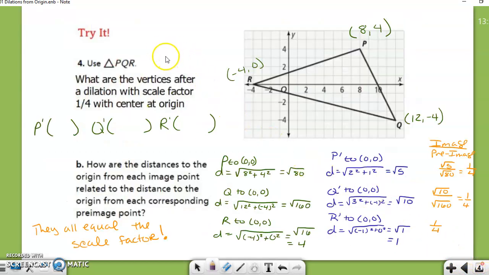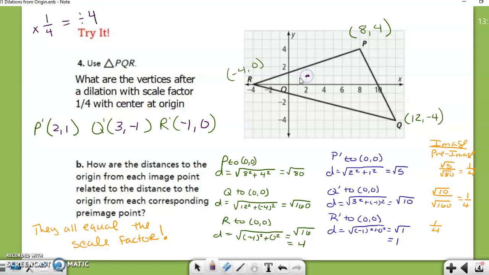Okay, so now I want you to look at this and you try it. I've written the coordinates on the graph. We are going to dilate with the scale factor of 1/4, center of the origin. Remember, if we multiply by 1/2, it's the same as dividing by 2. And if you are multiplying by 1/4, that equals dividing by 4. So I'm going to just divide every coordinate by 4. So you should have 2, 1, 3, -1, and -1, 0.